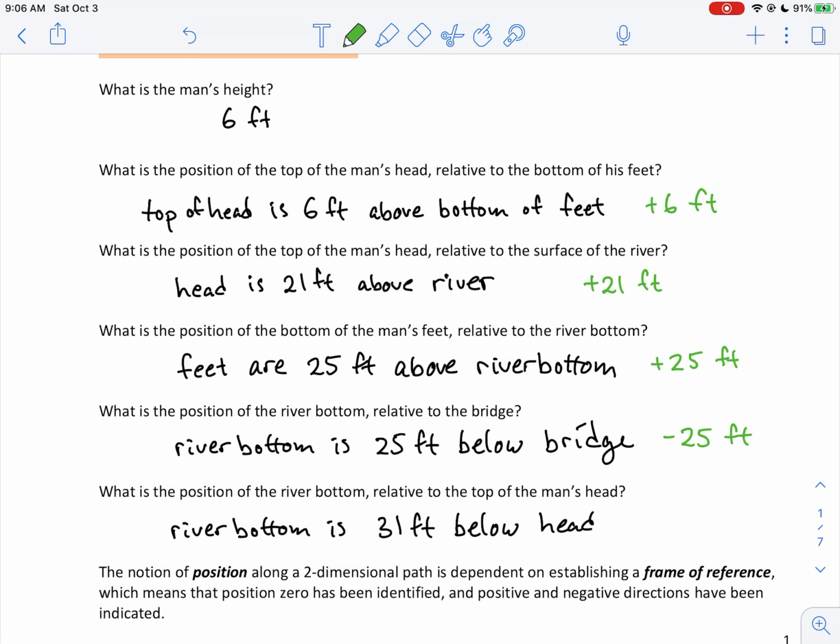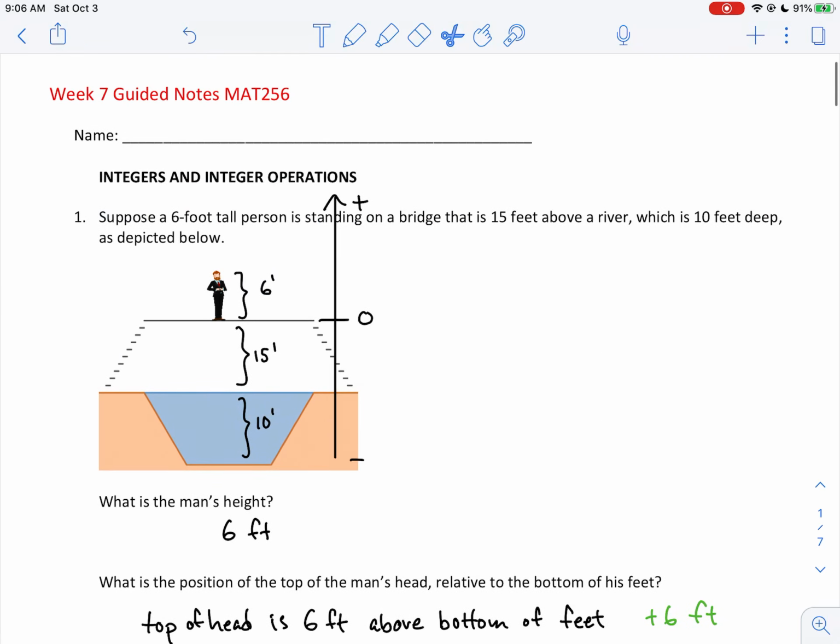I'll define the word integer more formally in a moment, but an integer is really just any counting number, 0 or negative counting number. We'll define that on the next page officially. What is the position of the river bottom relative to the top of the man's head? And so then once again we have to shift our frame of reference, put position 0 relative to the top of the man's head, and then say where's the river bottom? It's way down here at negative 31. It's 31 feet below the top of the man's head.